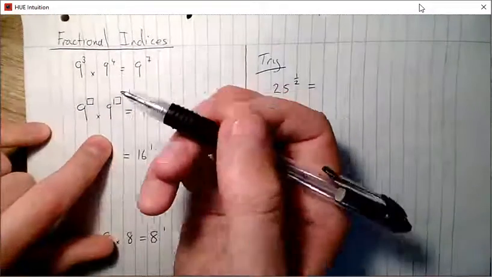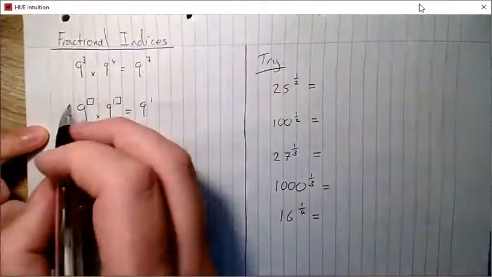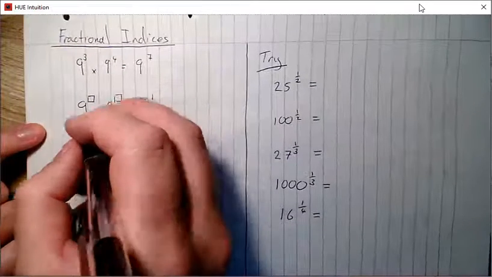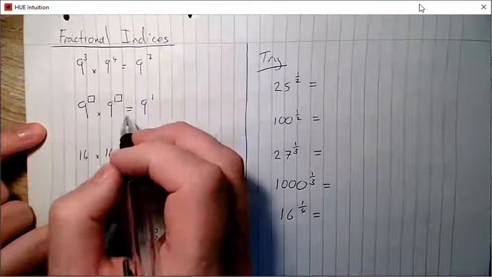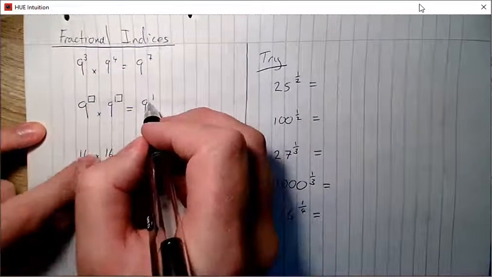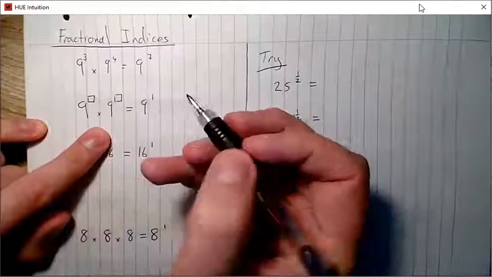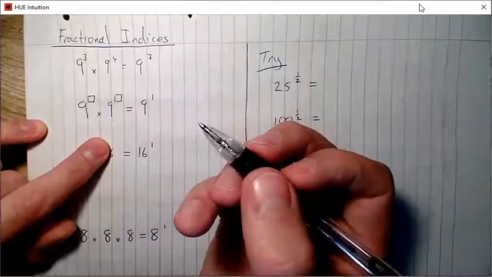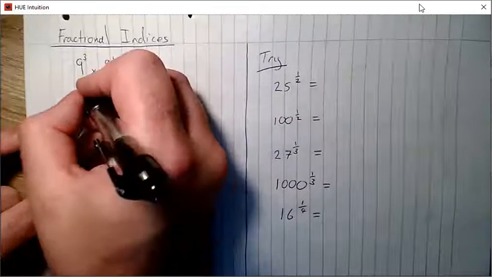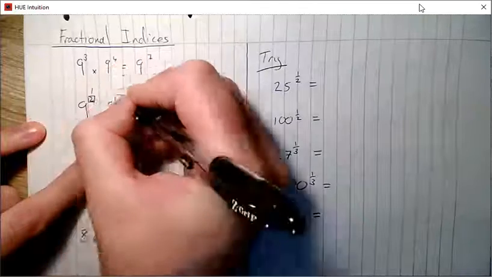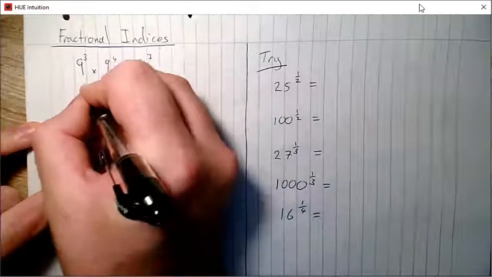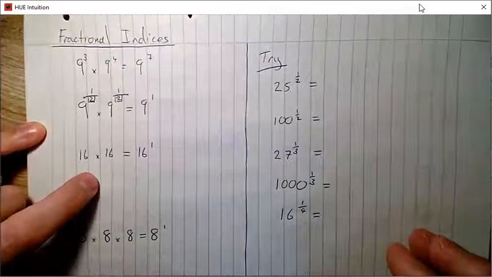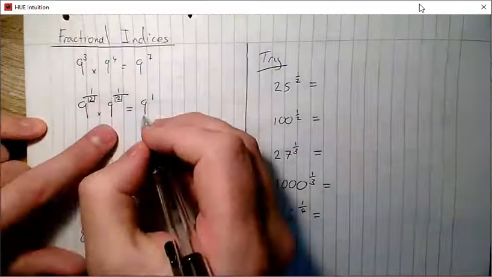Okay, and if I was to say to you that 9 to the power of something multiplied by 9 to the power of something, and these are the same something, gave 9 to the power of 1, what answer do you think would have to go in the box? Hopefully, you're thinking 1/2. 9 to the power of a half multiplied by 9 to the power of a half gives 9 to the power of 1.